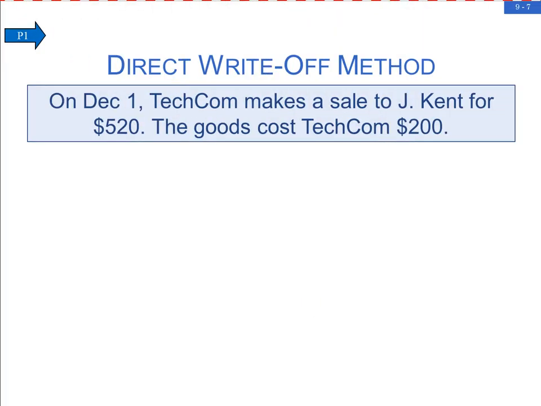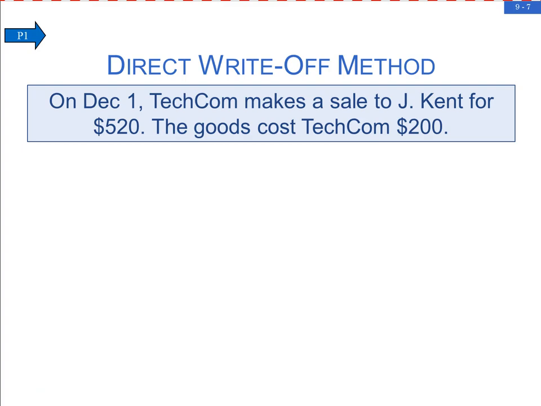Let's go through an example. So again, our company is TechCom, and it's December 1st. We're getting close to the end of the year. Let's call that year 1 for now. And we make a sale to one specific customer called J. Kent for $520. And the goods that we sold them had a cost basis of $200. That's what our inventory cost us.